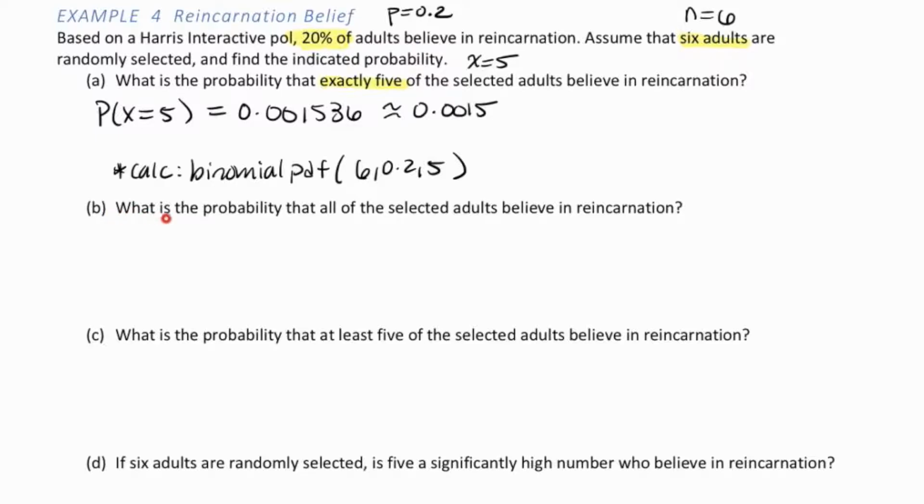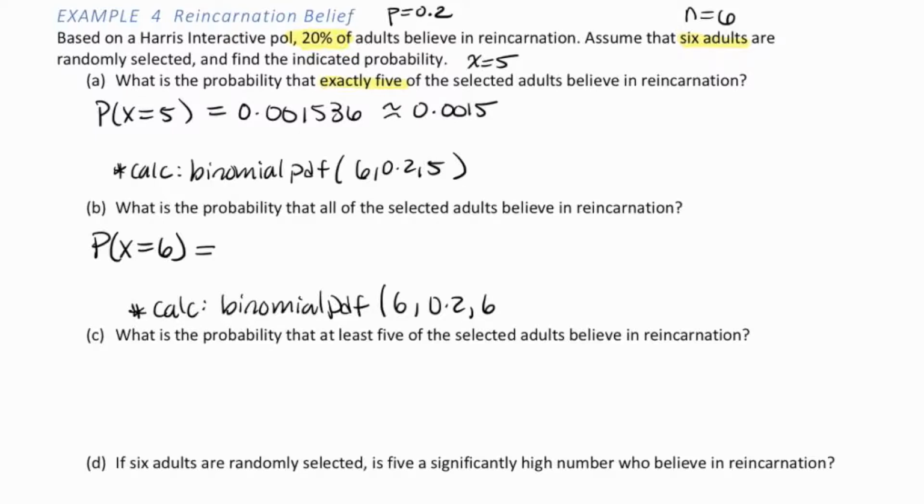Let's look at part B. What is the probability that all of the selected adults believe in reincarnation? So we want the probability that exactly 6 adults believe in reincarnation. Of course, on your calculator, you have 6 trials. The probability is unchanged, and you want 6 successes. And you will end up with a very small number. So that is about, or excuse me, that can be written as a decimal. So let's look at part C.